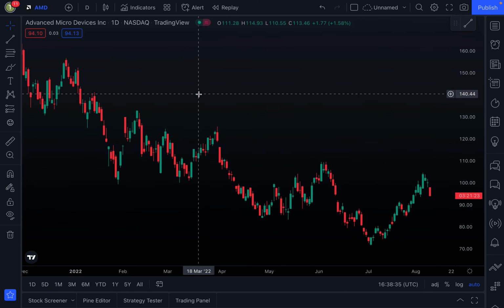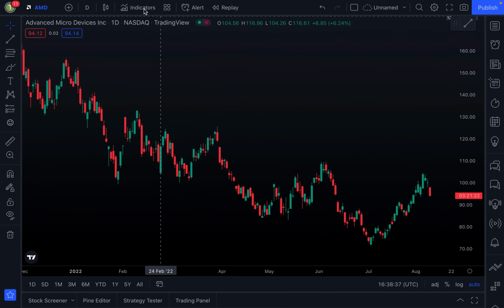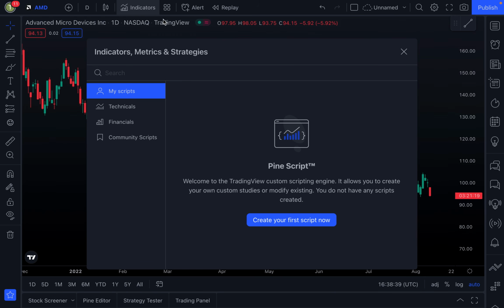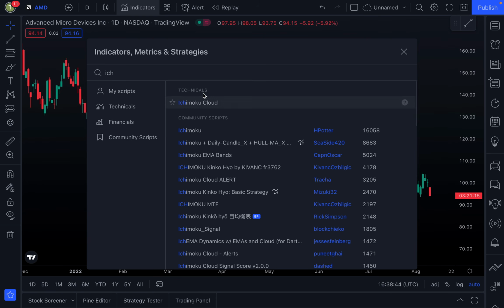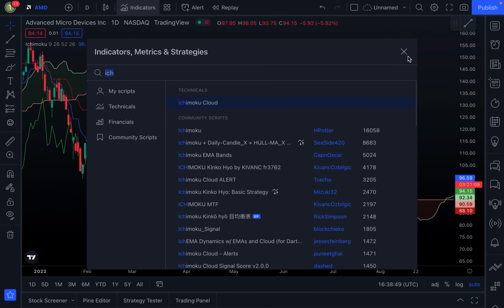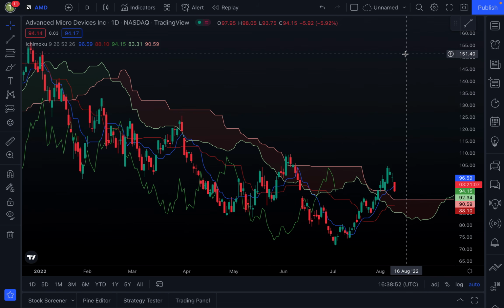So the very first thing you want to do is go to the top here and go to indicators. Go ahead and click on it and then type in ICH, and then under technicals you'll see Ichimoku Cloud. So you want to go ahead and click on this once and then close out of this window. So it has added the Ichimoku to our chart here.